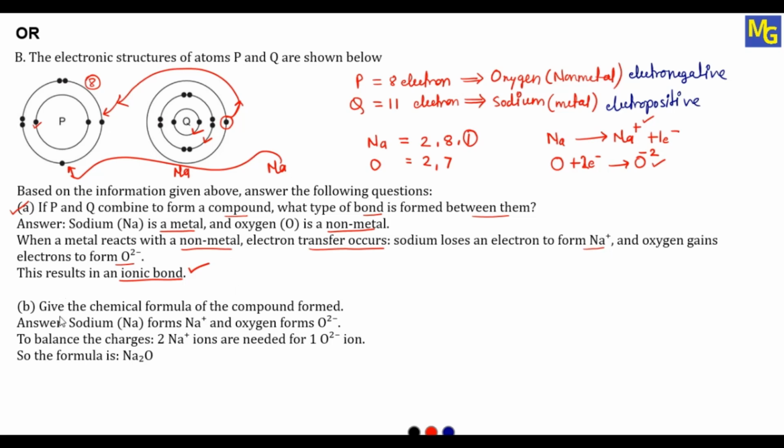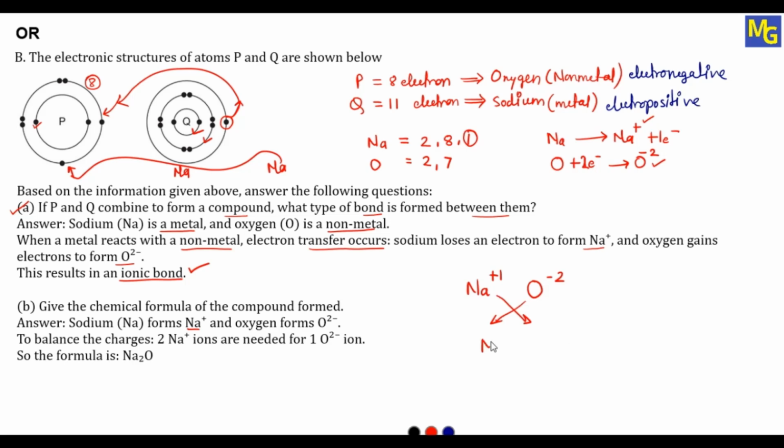Now question B, give the chemical formula of the compound formed. Very simple. Sodium Na plus, oxygen O minus 2. Let me write sodium first because we should always write positive first. Na plus 1, O minus 2. This we have already studied in 9th standard. So only the valency numbers we have to cross. The number 2 comes this side, 1 goes that side.